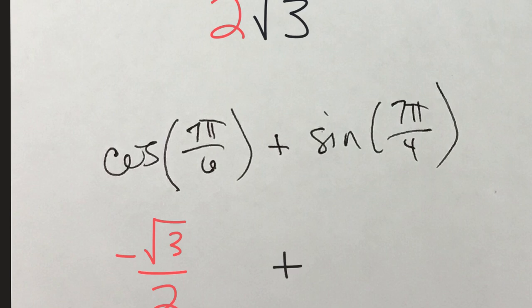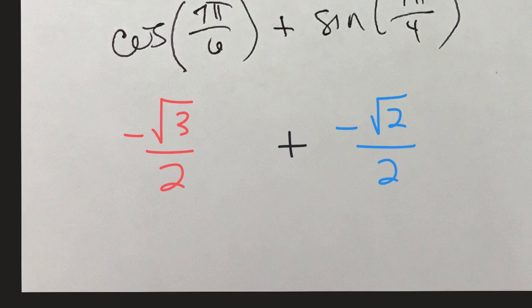Plus the sine at 7 pi over 4. So 7 pi over 4 is a fourth quadrant angle. Sine is negative in the fourth quadrant. So that's negative root 2 over 2. So I am adding negative root 3 over 2 to negative root 2 over 2.